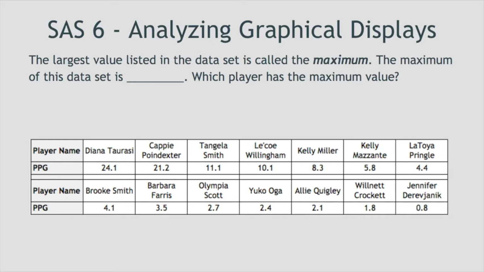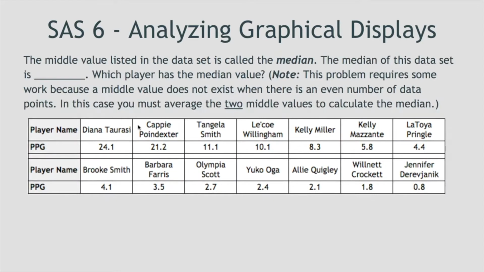Now, the largest value listed in the data set is called the maximum. Obviously, we said they were in sequential order, so Diana Taurasi has the maximum value, and that's 24.1 points per game. Now, the middle value listed in a data set is called the median. The median of this data set is what, and which player has that value?